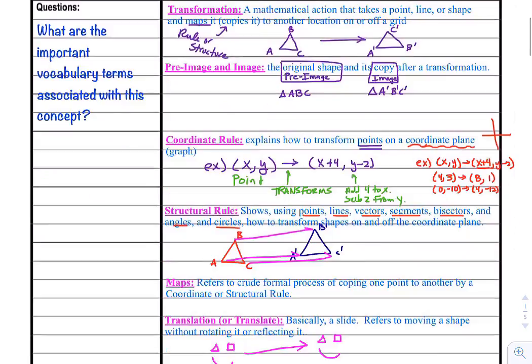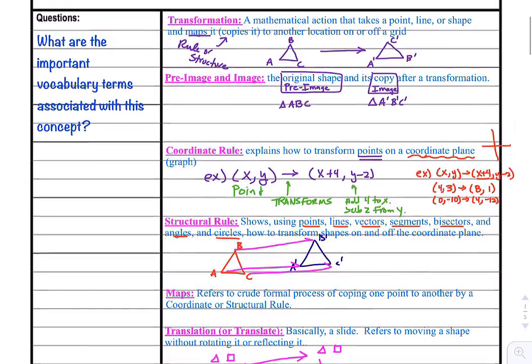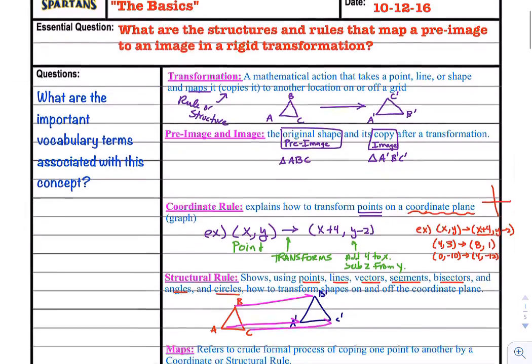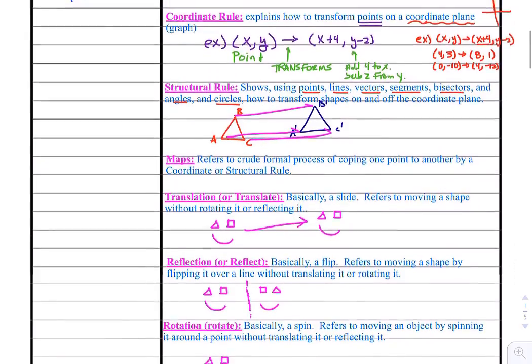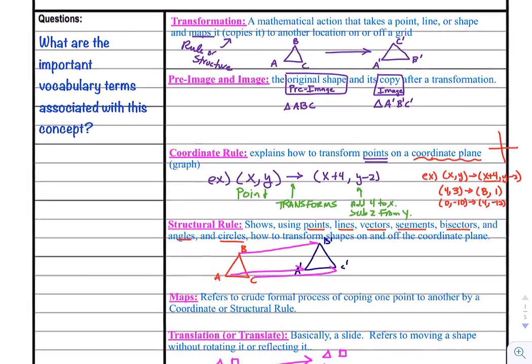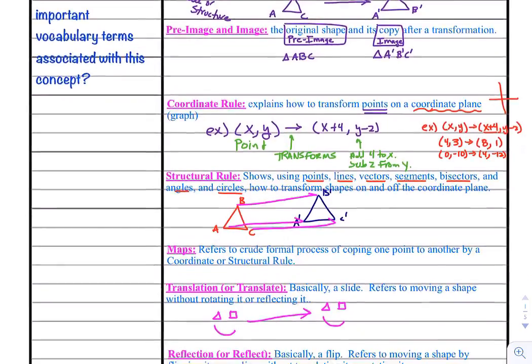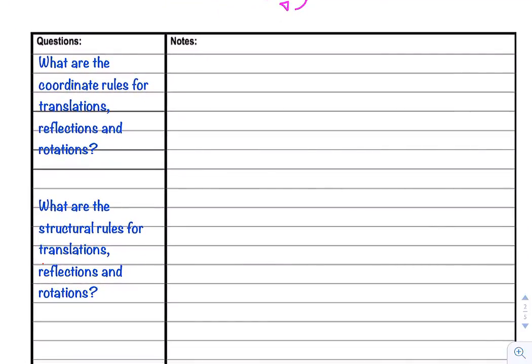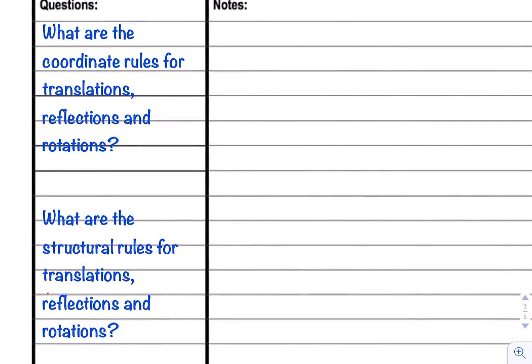There are a couple things to think about, so please don't stop the video yet. The big thing is how can we tell something's been transformed, whether by translation, reflection, or rotation. There's a bunch of terms that relate to that, like transformations, pre-image, image, coordinate rule, structural rule, and so on and so forth. But the two big questions you're dealing with now, and this is really where the work starts: what are the coordinate rules for translations, reflections, and rotations? What are the structural rules for translations, reflections, and rotations? That's what you're going to be doing in the next few pieces of work.